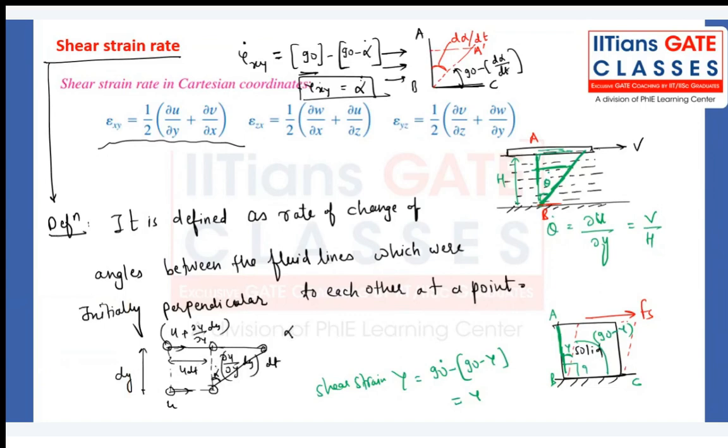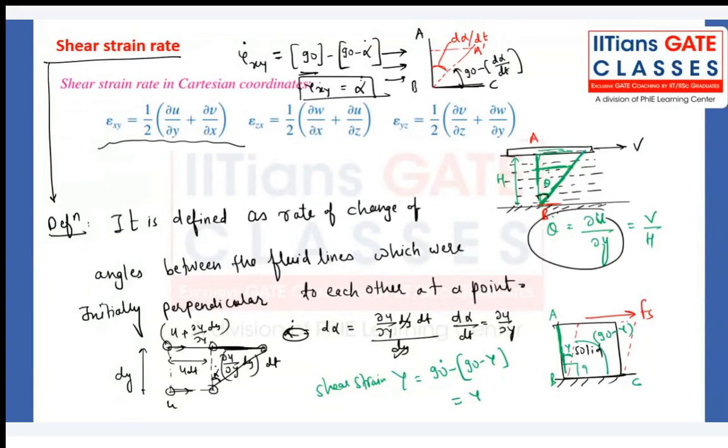Alpha dot, or d alpha, I can directly write as tan alpha. Alpha is very small, so tan alpha is almost equal to d alpha, and that is the distance ∂u/∂y into dy into dt divided by dy. So dy will cancel out. So d alpha by dt will be ∂u/∂y, and that is what we are getting from here also. Right? So this is the strain rate in the x direction.